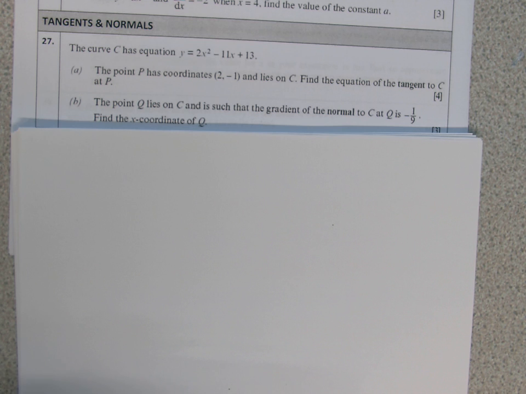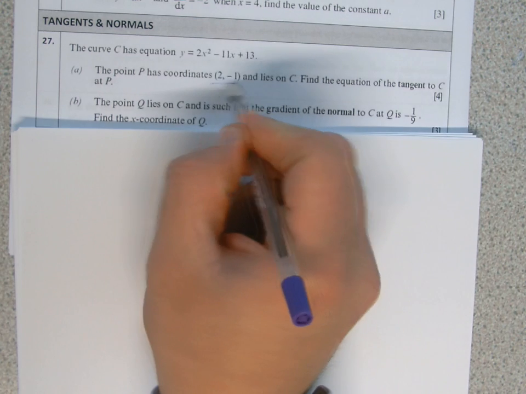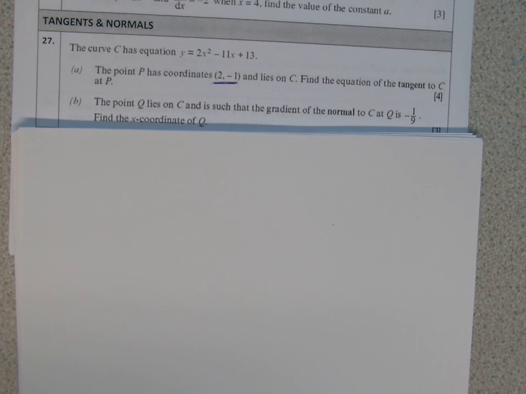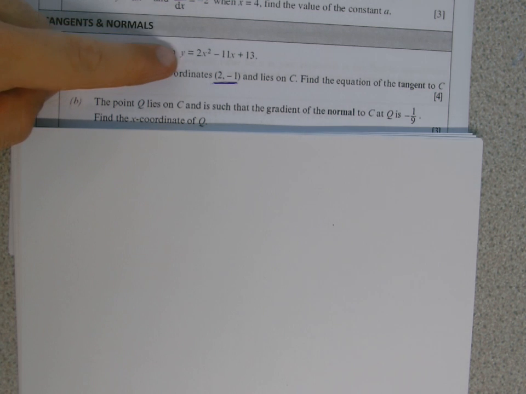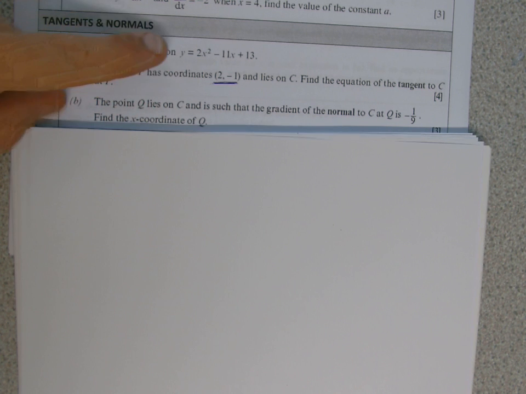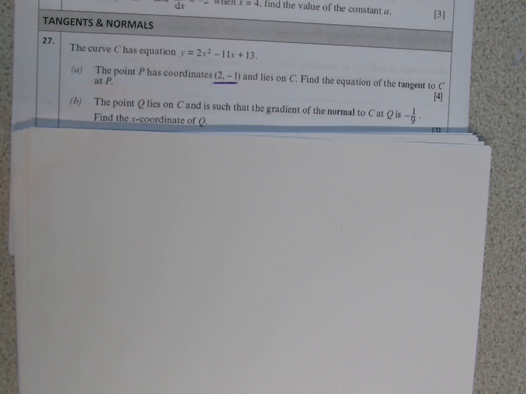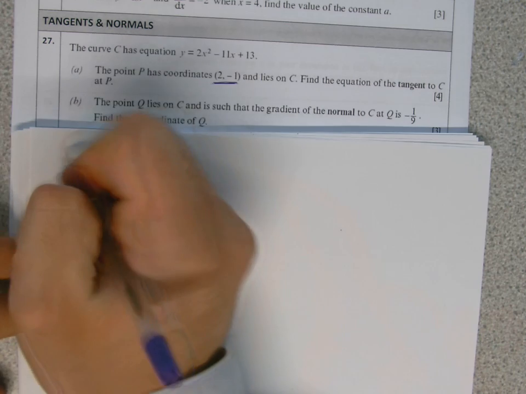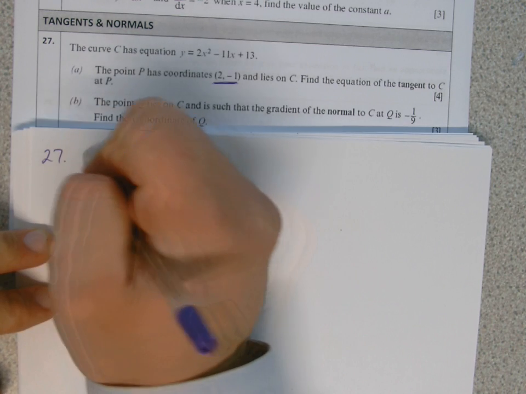Okay, when we're looking at the equation of the tangent, we need two things. We need a point the tangent goes through, so you've got that point there, (2, -1). We also need the gradient of the tangent. The gradient we can get simply by working out the gradient of the curve, because the gradient of the tangent is going to be the same as the gradient of the curve where it touches. So to get the gradient of the curve, you just do dy/dx.